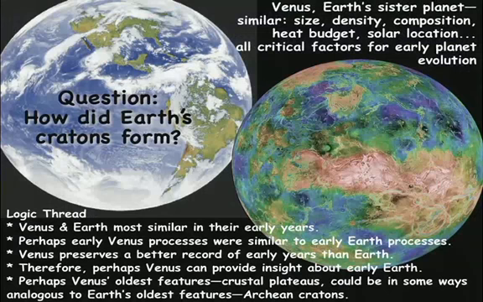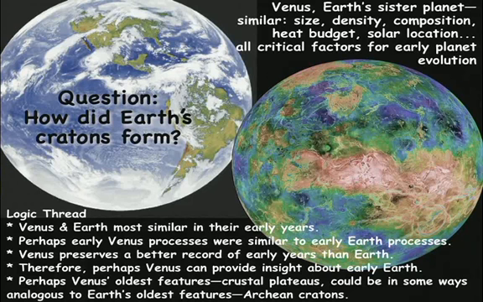So the big question that I want to try to address is, how did Earth's cratons form? And I'm going to put right up front where I'm going with this, and that is that I am going to use Venus as a potential analog to help us to understand how the cratons might have formed on Earth. And the reasoning is that Venus is Earth's sister planet, and she's similar in size, density, composition, heat budget, solar location, and these are the first-order critical factors that affect early planet evolution.